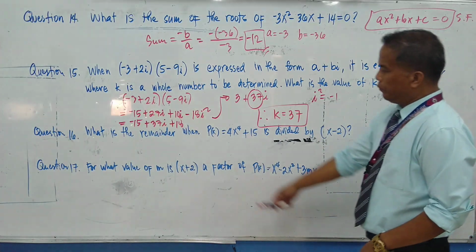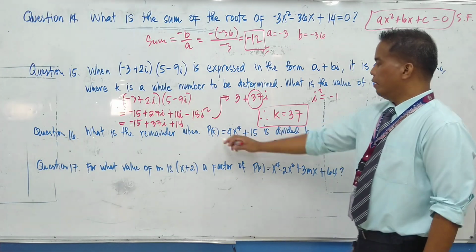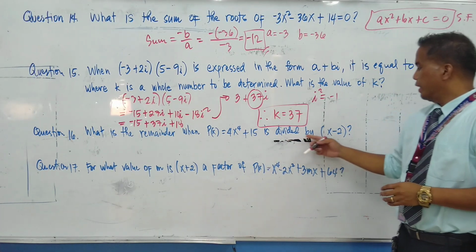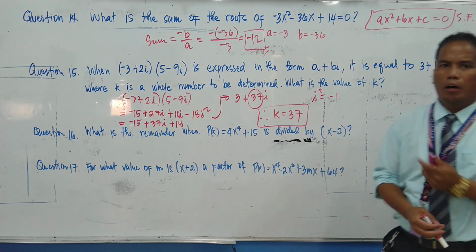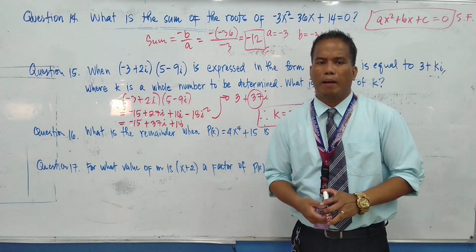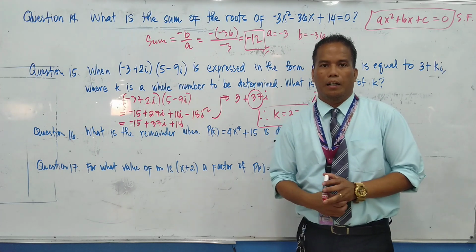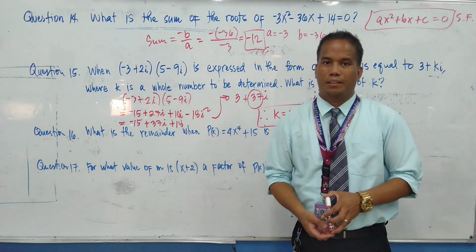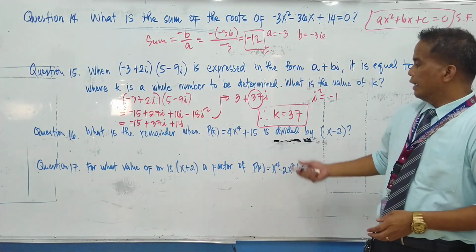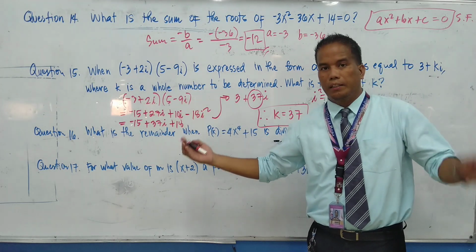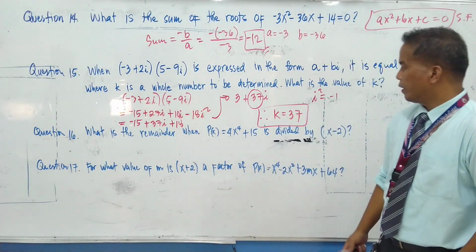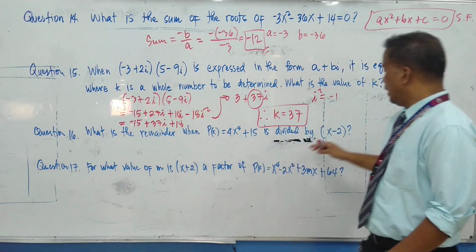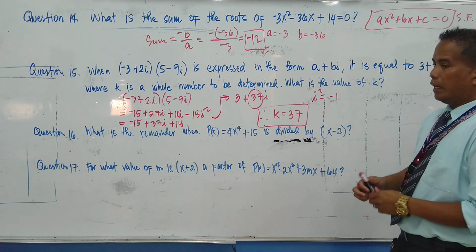What is the remainder when P of x is equal to 4x raised to 4 plus 15 is divided by x minus 2? I think you remember the long division method in dividing polynomials. But in this case, instead of using the long division method, we will use the remainder theorem. So first thing to do, applying the remainder theorem, equate x minus 2 equals 0.